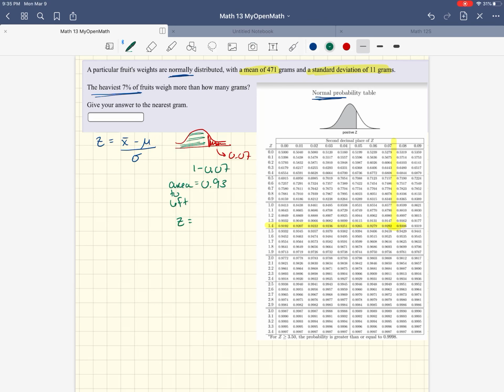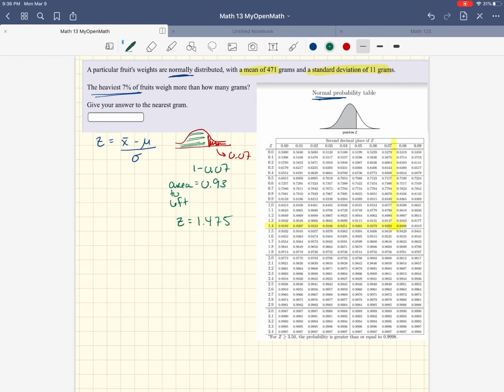So we're going to say, how about 1.475? Now, most of your instructors and your online math programs will have a tolerance built in. If you did z equals 1.47, 1.48, anything in the middle, it would accept that as a correct answer. So I'm going to use this z value.